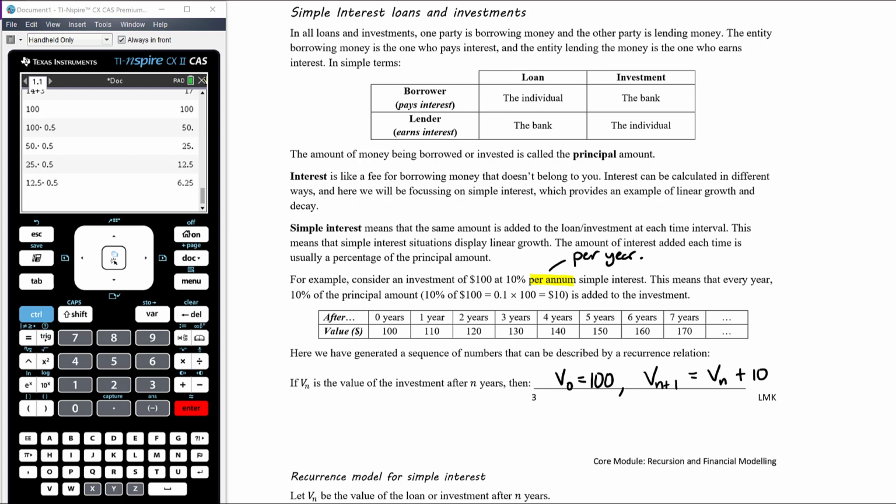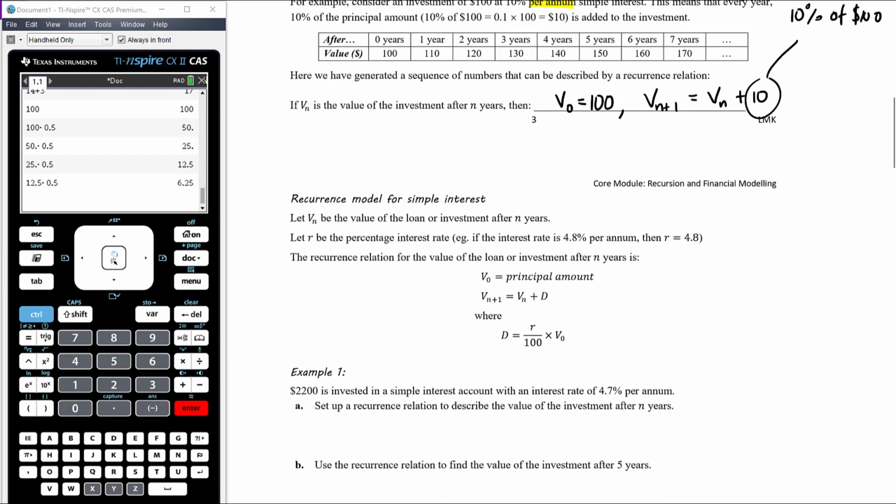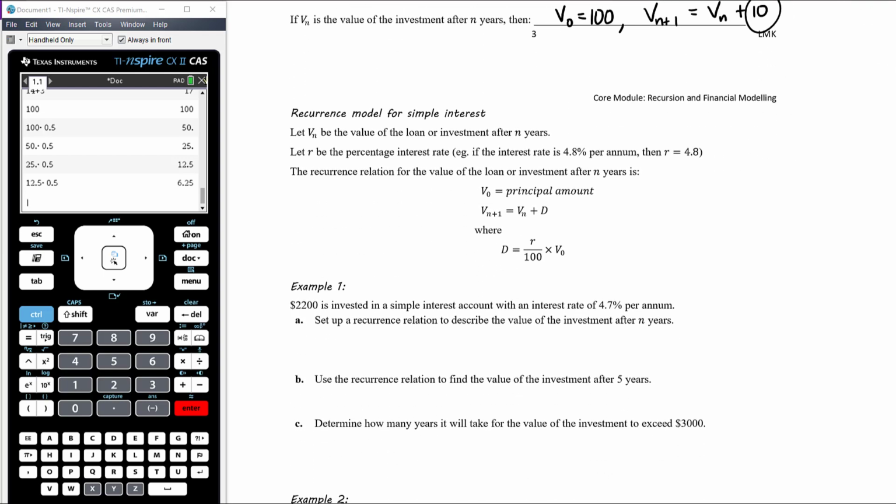So if Vn is the value of the investment after n years, then V0 is 100, the value is 100 after 0 years, and then we take Vn and we add 10 to it to get Vn+1. So to get from one term to the next in the sequence, we're adding on $10. And that $10, in this case, was 10% of $100, okay, because we had a simple interest rate of 10% and a principal amount of $100. So a recurrence model for simple interest is essentially going to be a sequence where we're adding something each time.